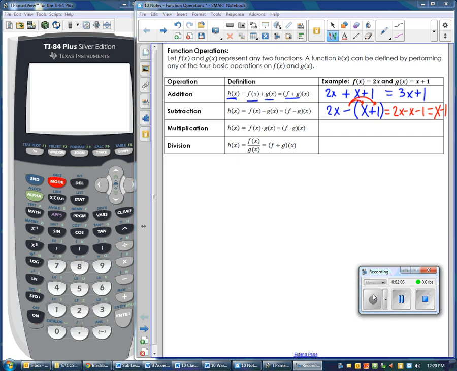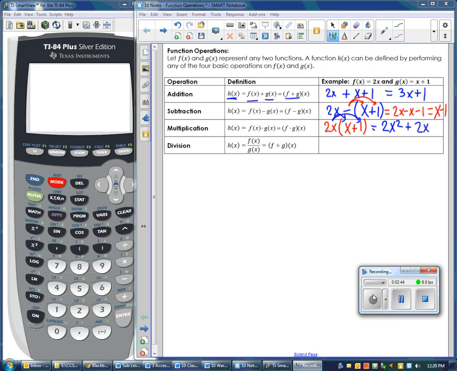Multiplication. If I want to multiply f of x times g of x, again, this is where I'm going to need some grouping symbols. I'm going to take 2x, but I want to multiply it times the quantity x plus 1. And you do need to remember that when you're multiplying, you do need to distribute. So I'm multiplying 2x times x, and since x times x is x squared, that's going to leave me with 2x squared. But I also have to distribute the 2x to the 1, and so that's going to leave me with a plus 2x. There's really nothing I can do to simplify this because I cannot add an x squared to an x. So it's simply 2x squared plus 2x.